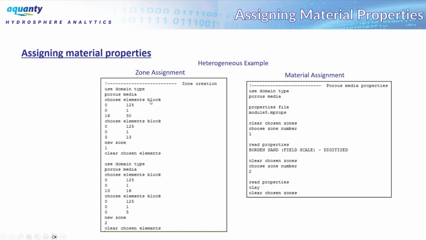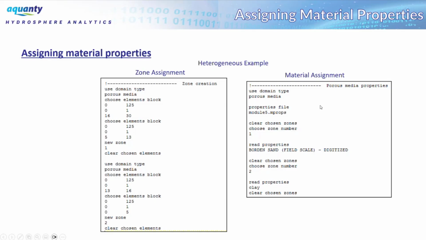Here's another example where we're getting a little bit more detailed and also showing the zone assignment. A lot of different ways of doing the same thing in HGS, remember. So here we're saying, okay, use domain type porous medium. Choose all of the elements within this coordinate block, so from x equals 0 to x equals 125, from y equals 0 to 1, and from z equals 16 to 30, plus this follow-on selection, and apply them to zone 1, new zone, zone 1. We clear our elements. We then do a different selection and apply it to zone 2.